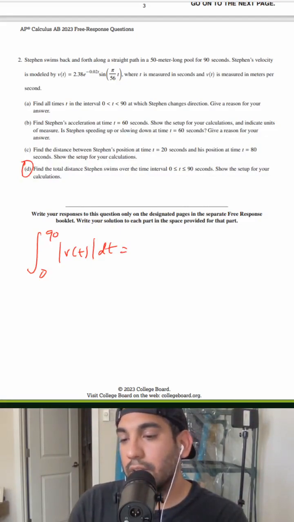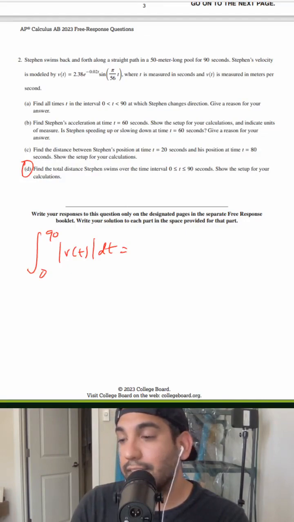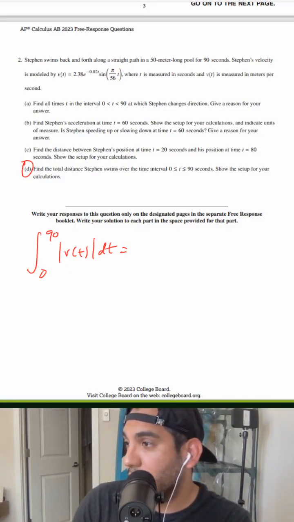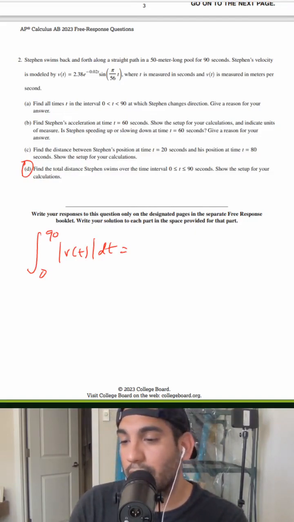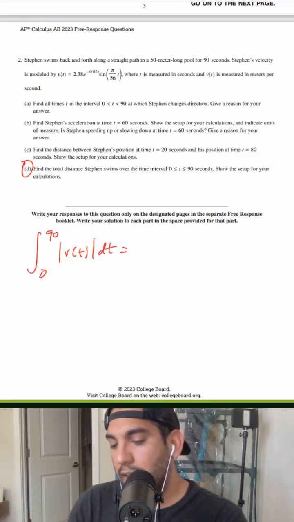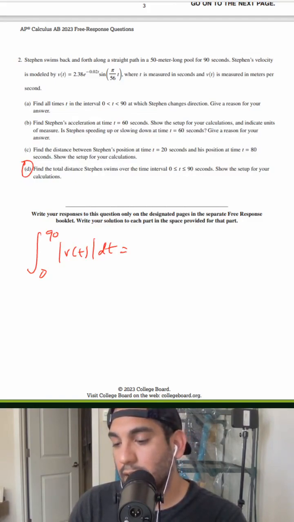Okay? So if we do the absolute value, go back to your calculator. We're going to put that. Someone said they hope that it's going to be 34. Adam, let's hope it's 34 meters. We'll find out. Hold on. Give me 1 second. I'm just putting the absolute value of this whole thing, 2.38 e to the negative 0.02 x, and then sine of pi over 56 x.